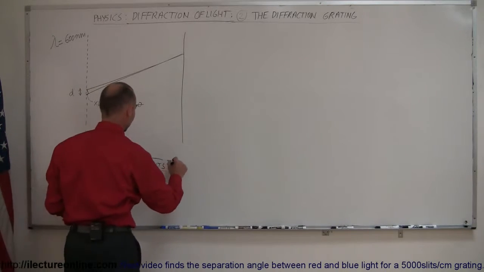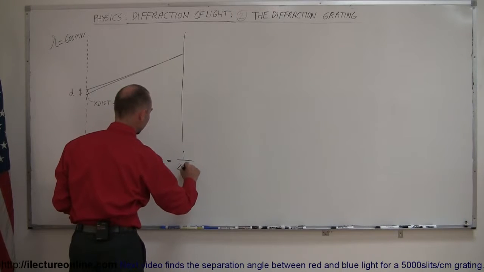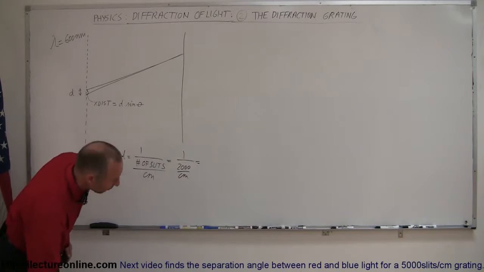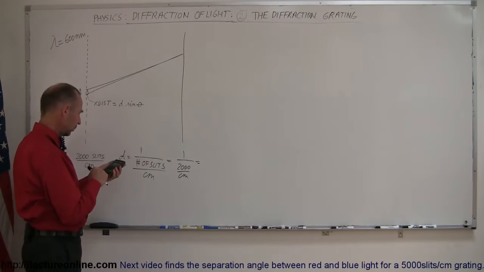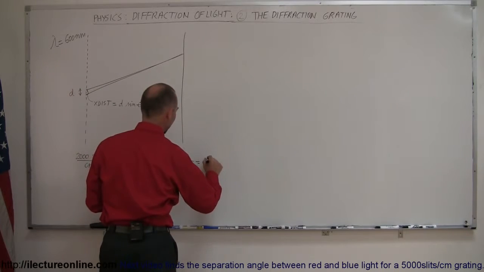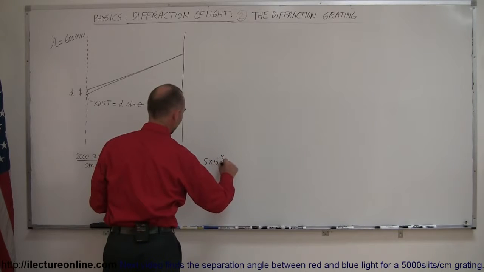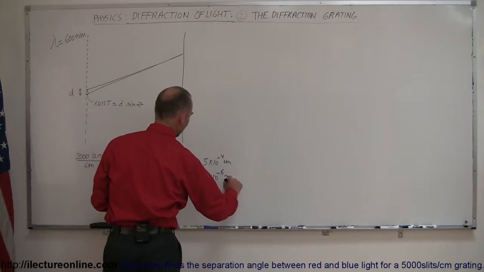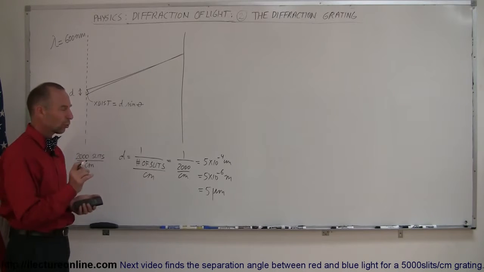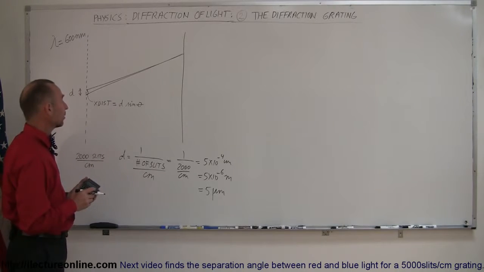In this case, this is equal to 1 over 2,000 per centimeter, and if we take the inverse of that, that would be 5 times 10 to the minus 4 centimeters, which is equal to 5 times 10 to the minus 6 meters, which is 5 micrometers. This means the distance between any two slits is an extremely short distance, a small distance of 5 micrometers.